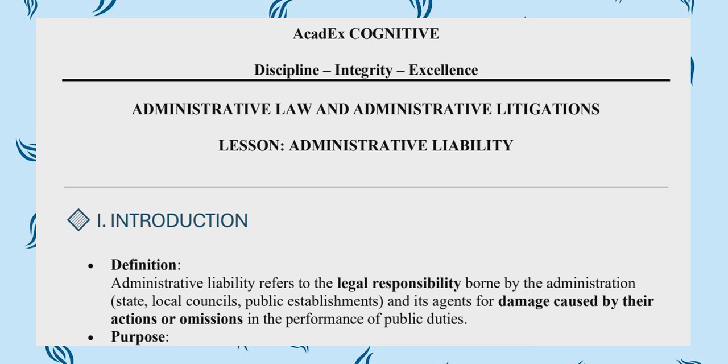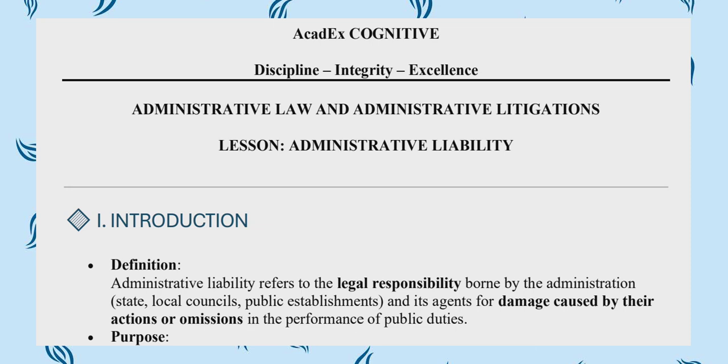In today's lesson, we will start with the definition and the purpose. The definition: what is administrative liability? Then we'll look at the types of administrative liability, which include liability due to fault and liability without fault. Then we'll proceed with the procedure for claiming administrative liability and the exceptions. Then after that, we'll look at the importance of administrative liability, and then we'll conclude. In our next administrative law class, we'll look at the principle of strict liability.